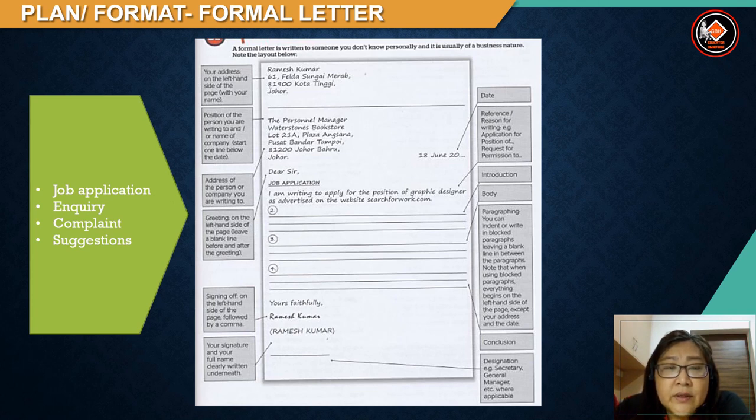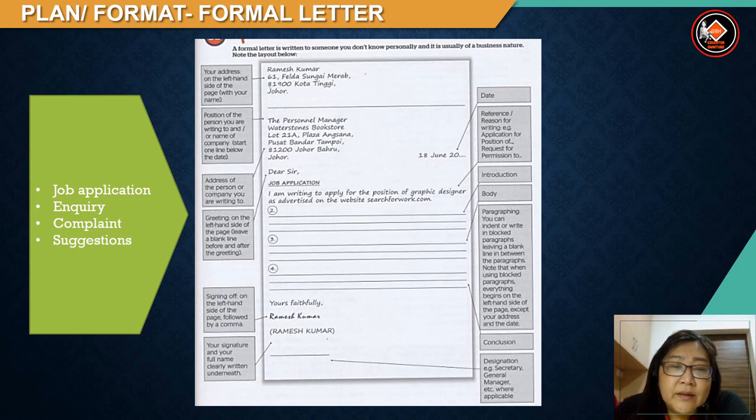Then you have to have the greeting or the salutation. So you need to write, for example, Dear Sir. After that, you have the title, job application. Then you can start your first paragraph. I'm writing to apply for the position of graphic designer as advertised on the website searchforwork.com. After that, you can continue with your contents.